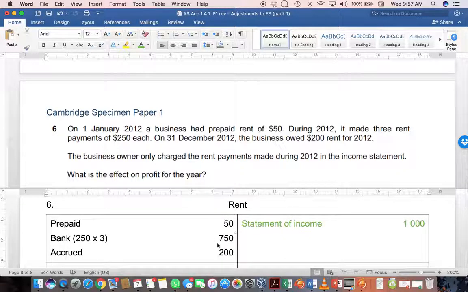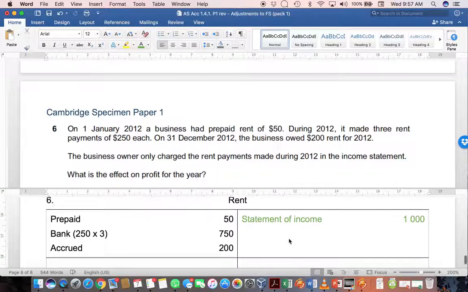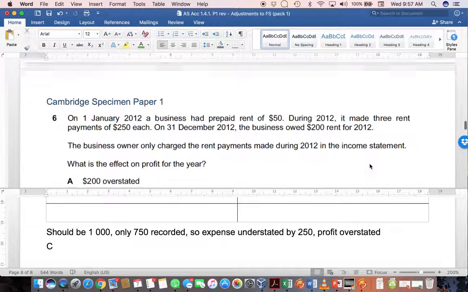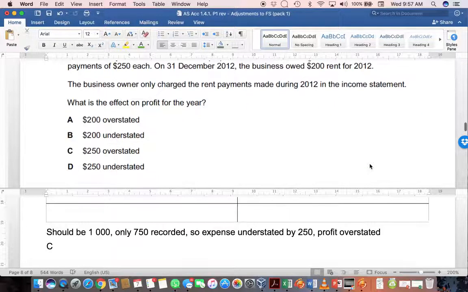The bank figures should be there as they were there. And the amount owing at the end needs to increase the expense account, and the accrual itself would have been credited. So that means that my actual rent expense for the year should have been $1,000, or all of these added together to get that $1,000. But it was only $750. So therefore, you would have expenses being understated by the difference of $250, and therefore the profit would be overstated. And so you have a look for your options here, and you can see that your answer will be C.